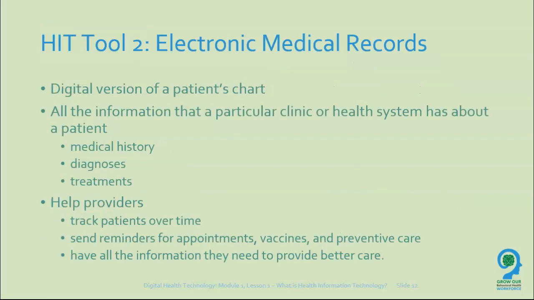Health information tool number 2, electronic medical records. This is simply a digital version of a patient's chart. All of the information that a particular clinic or health system has about a patient is included in the chart. That includes a medical history, diagnoses, and treatments. Unlike the big old fat paper folder that might have had most of this information, electronic medical records provide an organized digital way to access that information and keep it at your fingertips. It's also less likely that you're going to lose any of that information.